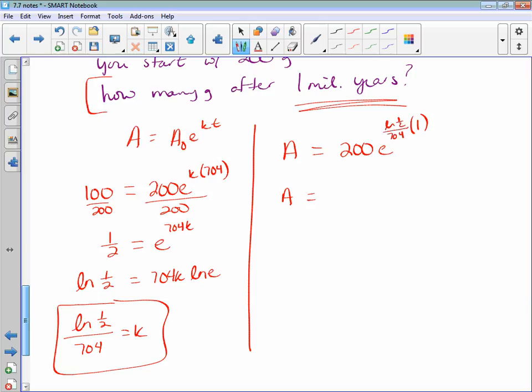I don't have a calculator up here with me, so anybody have their calculator up? Well, because we did 704 for 704 million years, we're just looking at grams left, so it's the same proportion, so it's okay. You should be getting like 199.8 grams.